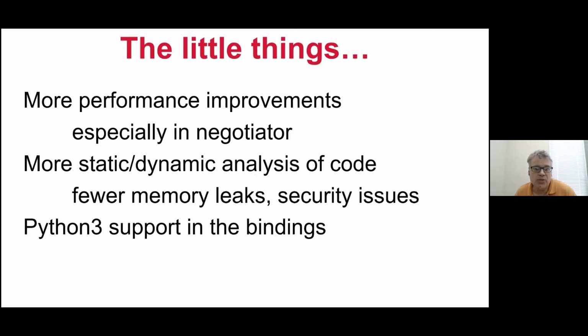There's a million little things that we've added. We've done performance improvements in the schedd, in the negotiator, in class ads in general. We've done a lot of tool support for analyzing the code, both dynamically and statically. So hopefully there's zero or fewer memory leaks or security issues. We've added Python 3 support everywhere in the bindings, which is a big thing. So I know a lot of our users are moving from Python 2 to Python 3.